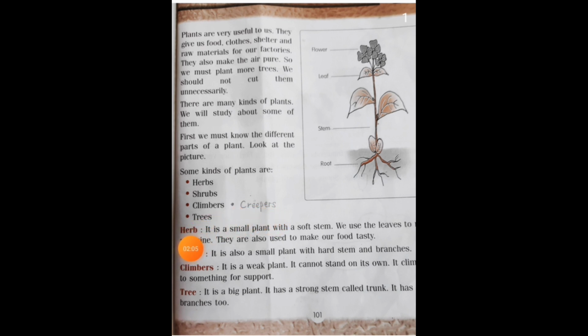Now, what are herbs? A herb is a small plant with a soft stem. We use the leaves to make medicine. They are also used to make our food tasty. Now, what are the examples of herbs? Examples of herbs are rice, mint and tomato, and you can see it from the picture.